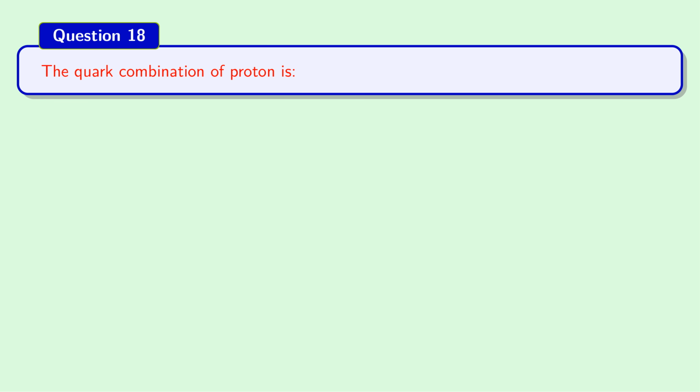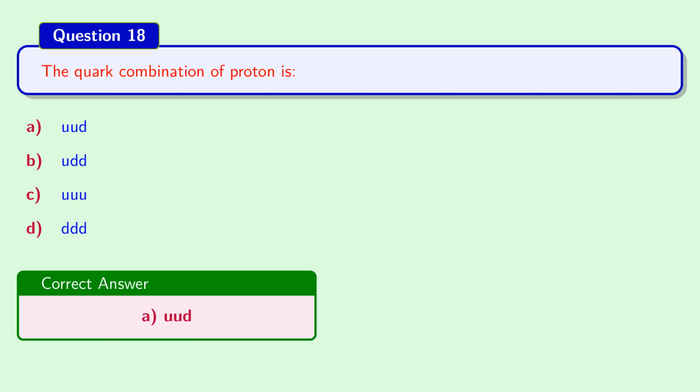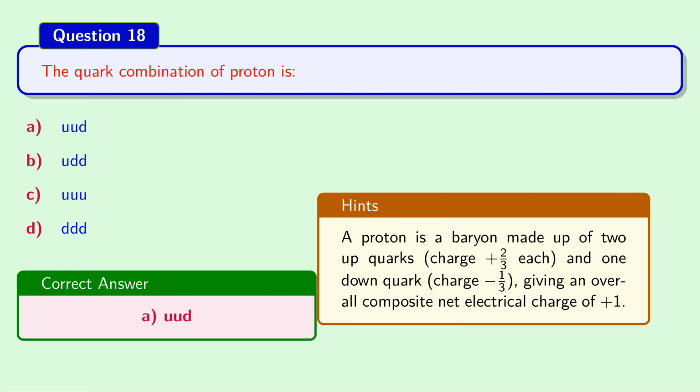Question 18. The quark combination of proton is. Look at the options on the screen: A, up, up, down, B, up, down, down, C, up, up, up, D, down, down, down. Correct answer is option A, up, up, down. Quick tip for this question.